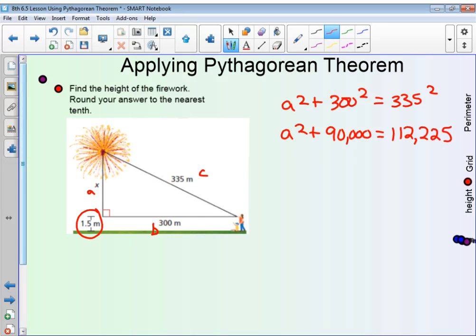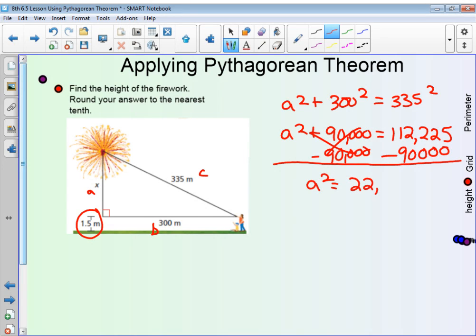Okay, so now we want to get the a squared by itself, so we'll subtract. Some of you maybe did the minus 300 squared on the other side and then simplified it. We still end up doing the same steps, just in a different order. Okay, so now when I simplify this, I have a squared equals 22,225.